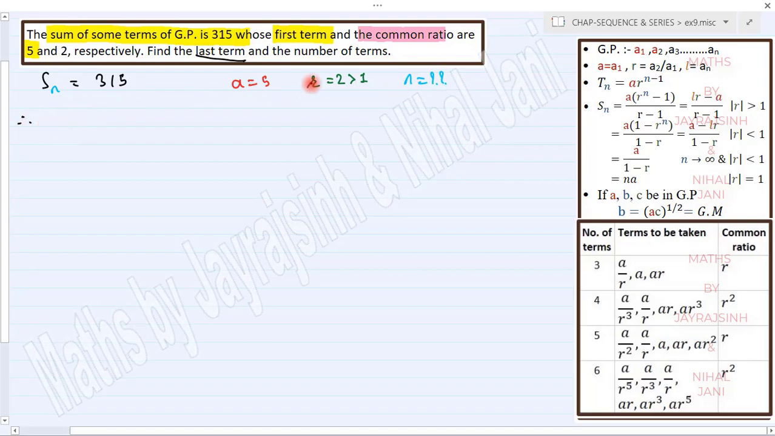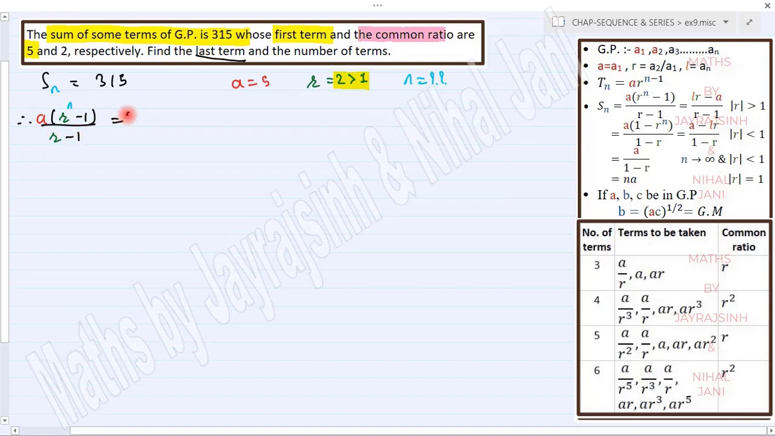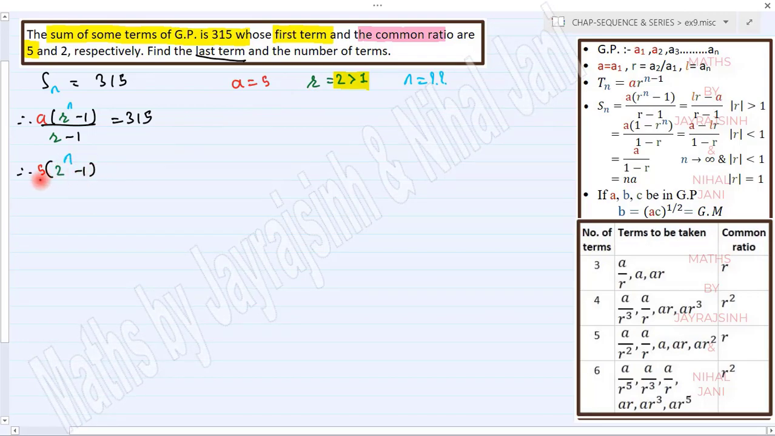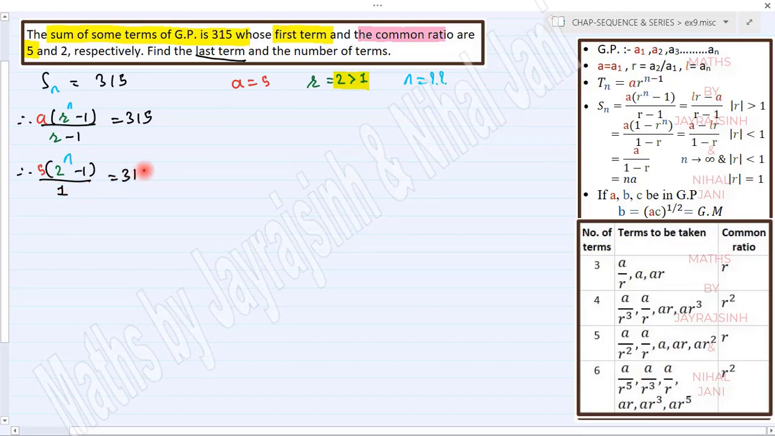So let's use the formula of summation of n terms for r greater than 1, which is a into r raised to n minus 1 upon r minus 1, where a is 5, r is 2, and we have to find the number of terms. So in the denominator, we'll get 2 minus 1, or we can say 1, is equal to 315.